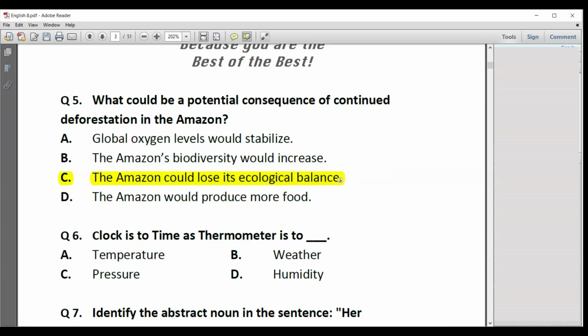Moving on to question number 6. It is an analogy. Clock is to time as thermometer is to A. Temperature, B. Weather, C. Pressure, D. Humidity. The correct option is option A. Temperature. A clock measures time. Similarly, a thermometer measures temperature.